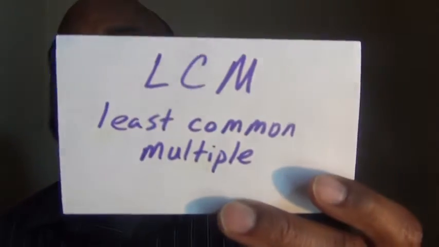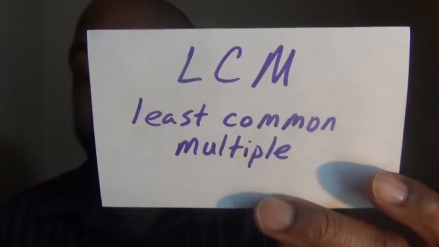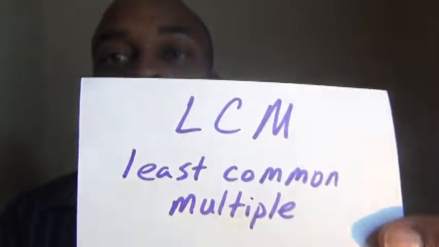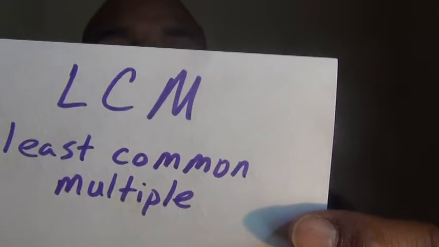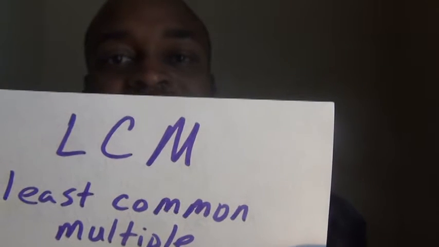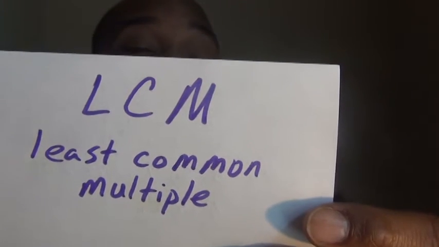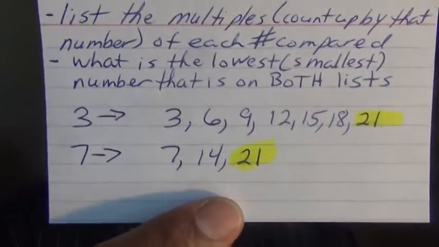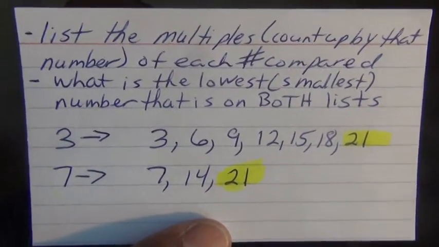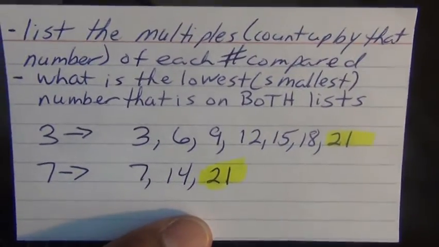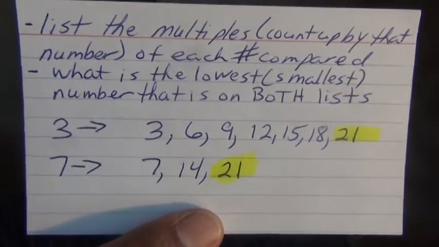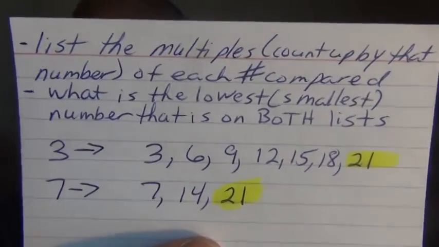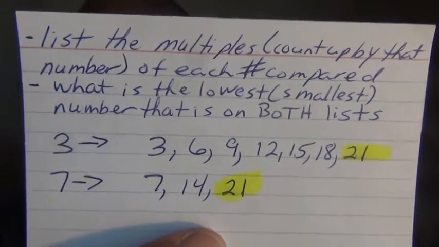When you work with fractions, you are going to be asked to find the least common multiple. That means you're going to have to know how to count up by whatever that number is. When you're looking for the least common multiple, you list the multiples of the numbers. That means you count up by each number that you're going to compare. So what is the lowest number that they both have in common? If you look at these numbers here, I'm looking for the least common multiple of 3 and 7. I listed the multiples of 3. I listed the multiples of 7. What is the lowest number they both have on their list? That number is the least common multiple.